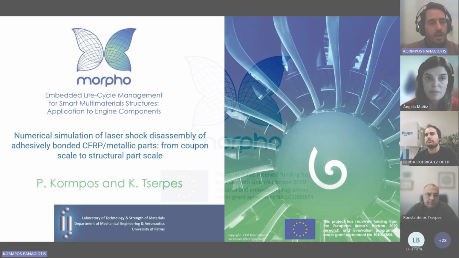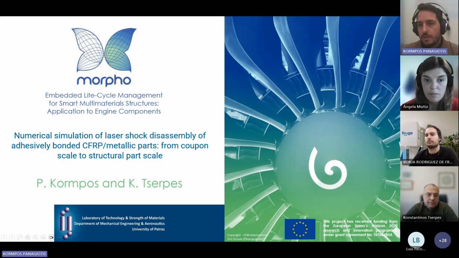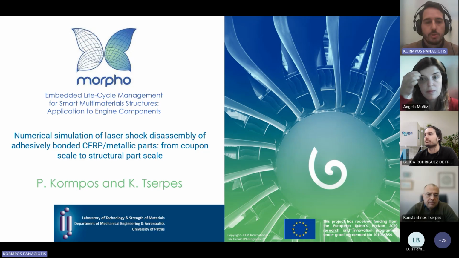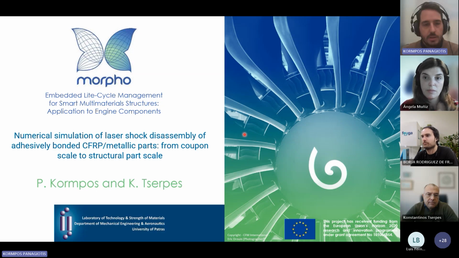I will present this work titled Numerical Simulation of Laser Shock Disassembly for Adhesively Bonded CFRP-metallic parts from coupon scale to structural part level. And this is the work conducted in the frame of the Morpho project.